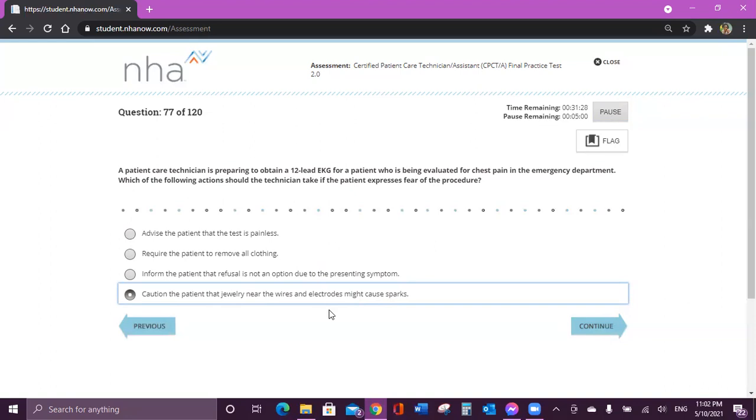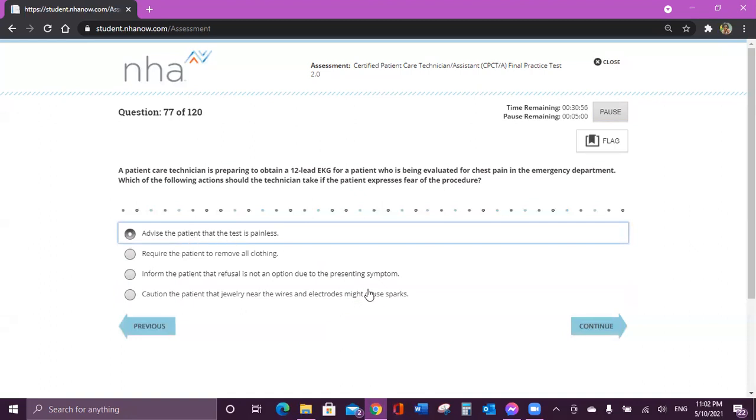A patient care technician is preparing to obtain a 12-lead EKG for a patient who is being evaluated for chest pain in the emergency department. Which of the following actions should the technician take if the patient expresses fear of the procedure? Advise the patient that there is no need to fear the procedure.